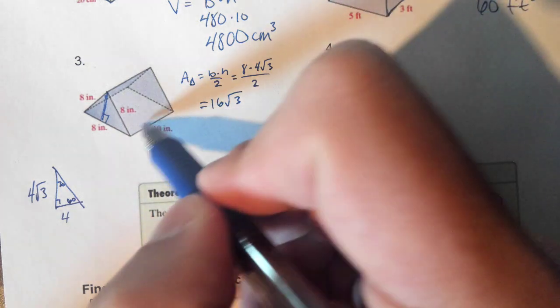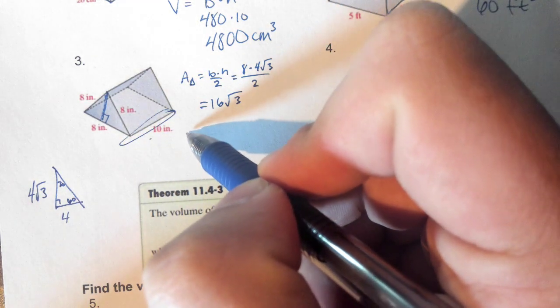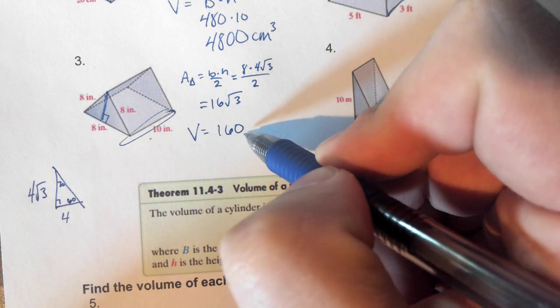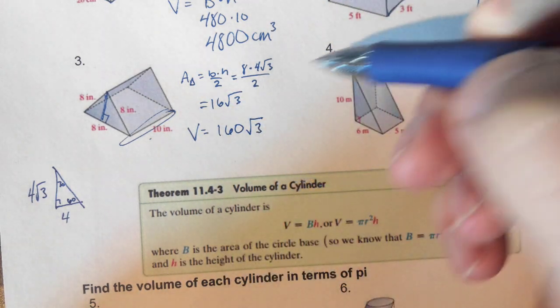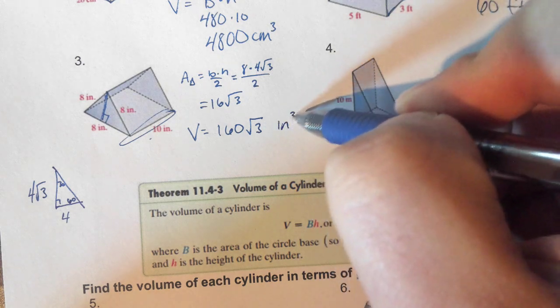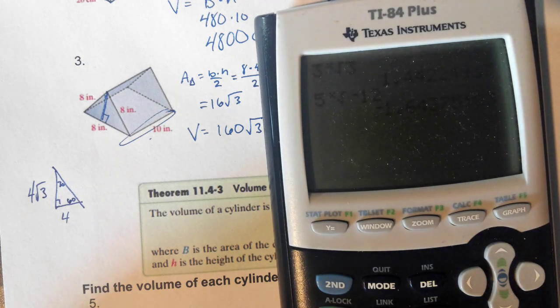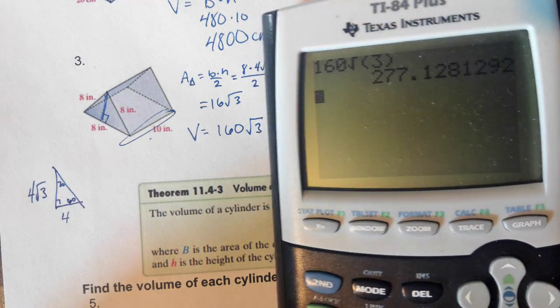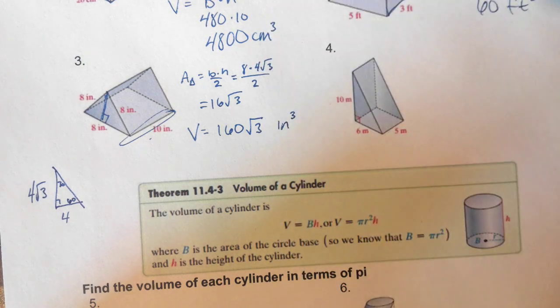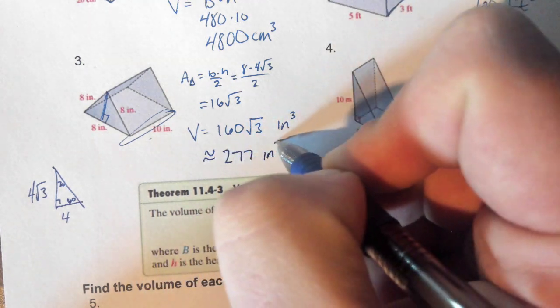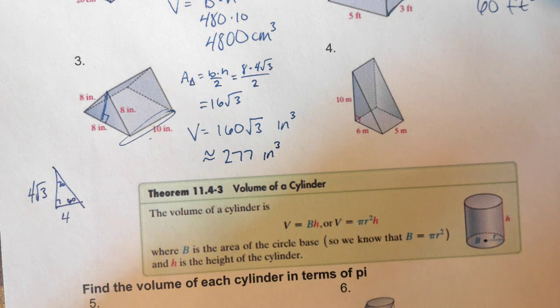I multiply that by the height, which is 10. That would be a volume of 160 square roots of 3, because 16 times 10 is 160. And that would be cubic inches. If they wanted a rounded answer, you would pull out your handy dandy calculator and type in 160 square roots of 3, close that parenthesis. So it's about 277 cubic inches, or whatever else you wanted to round it to.